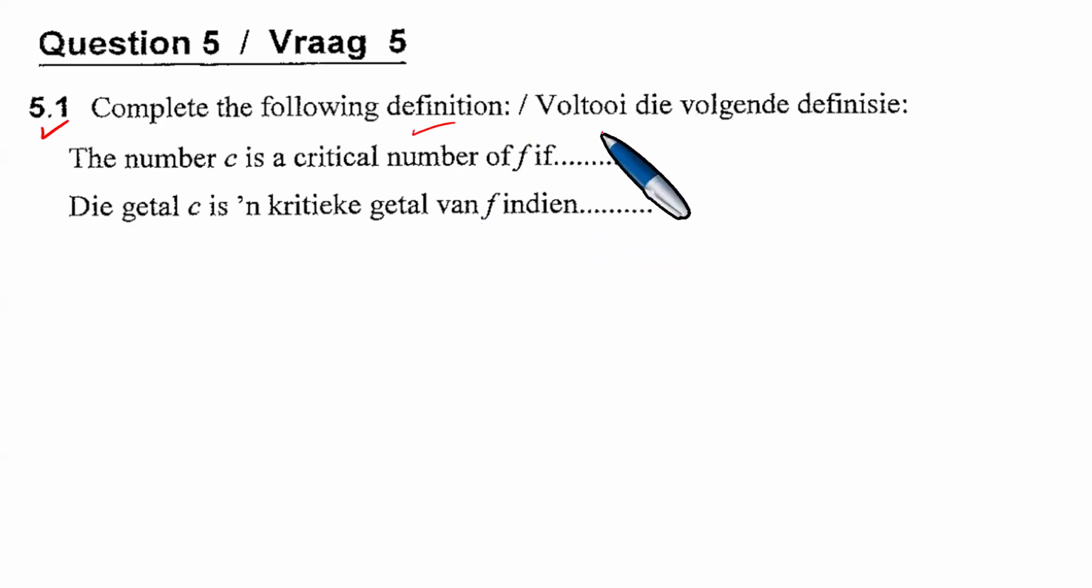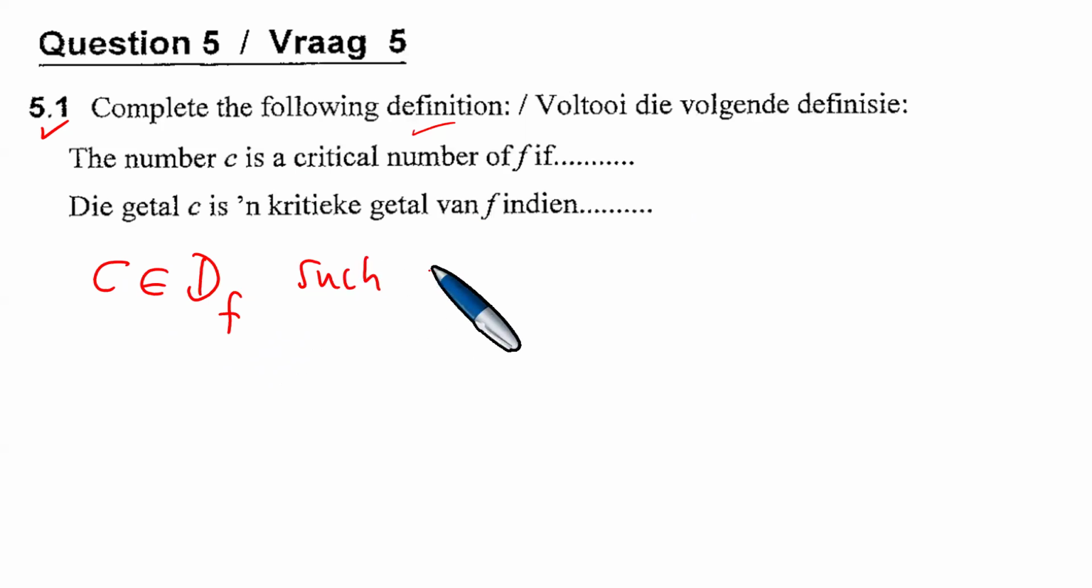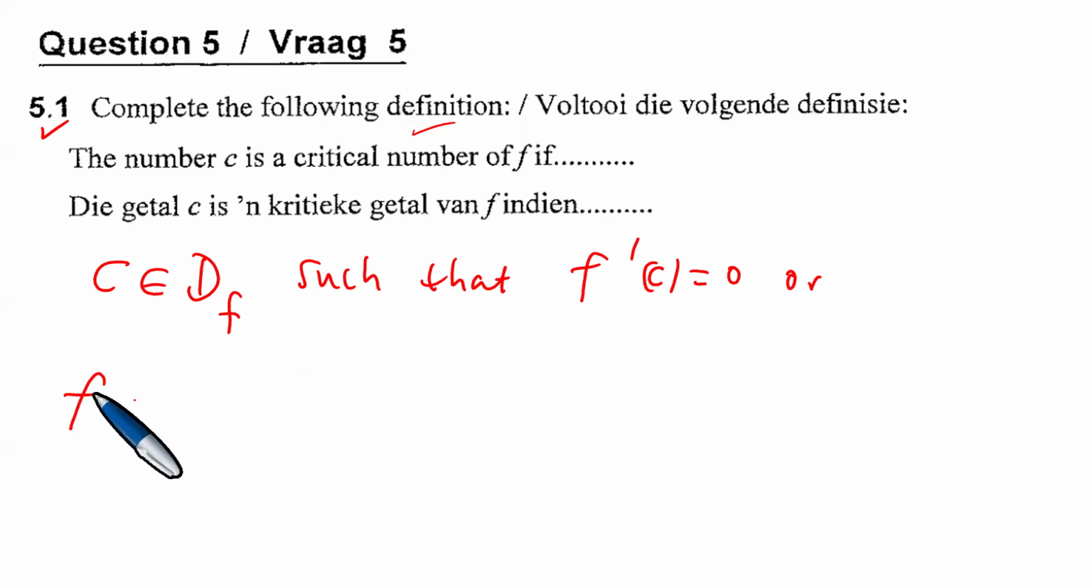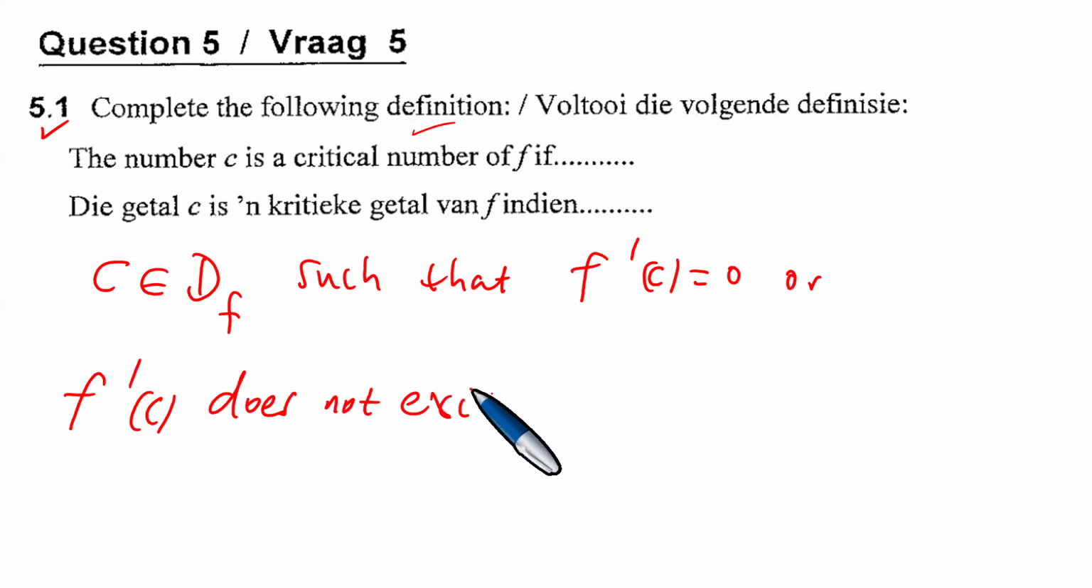Okay, there are a couple of things you might forget here. For a critical number, C must be in the domain of f, such that f prime of C equals 0, or f prime of C does not exist. So the number C is a critical number of f if C is an element of the domain of f such that f prime of C is 0, or f prime of C does not exist.